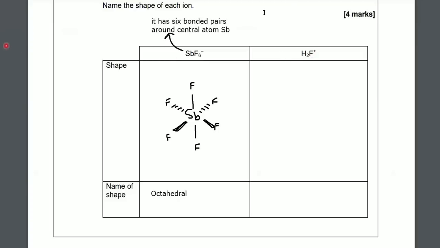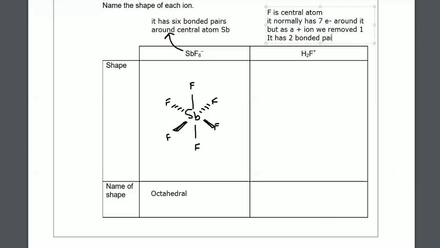Now we've got H2F plus, and fluorine is the central atom here. How many electrons are in a fluorine atom? It's 7. However, it's got the positive charge, the plus, so that means it only has 6 electrons around it. How many of those electrons are bonded? 2 of the electrons are bonded with the hydrogens, so 6 minus 2 is 4. So there are 4 electrons on their lonesome, and they form 2 lone pairs. So we have 2 bonding pairs and 2 lone pairs.